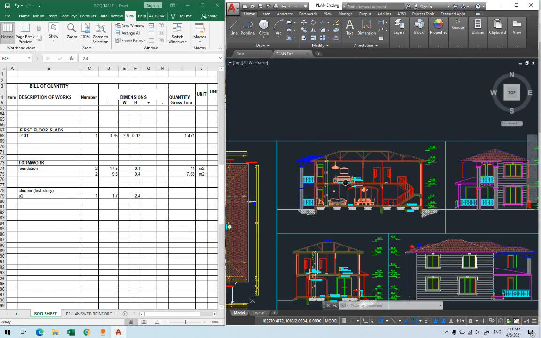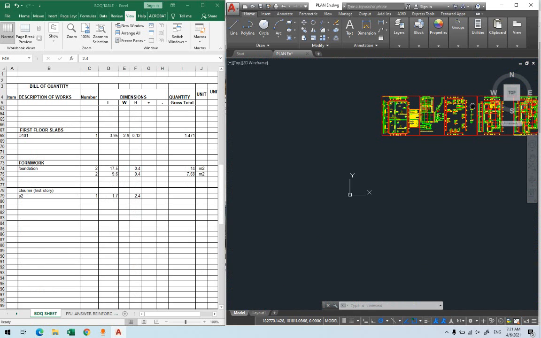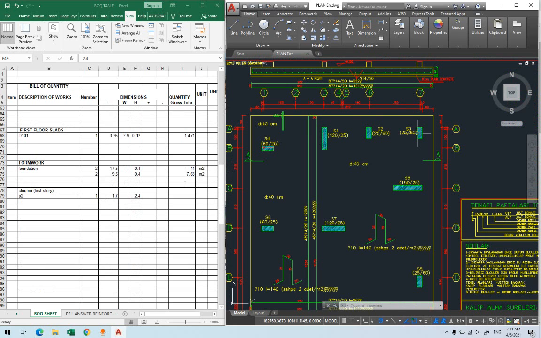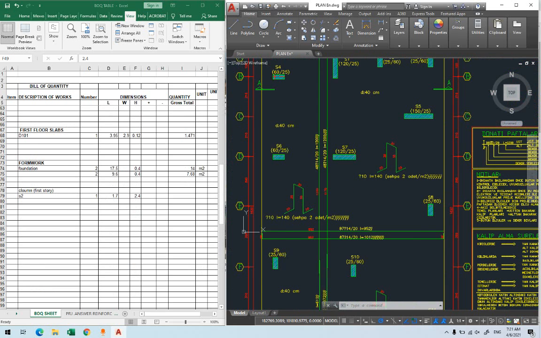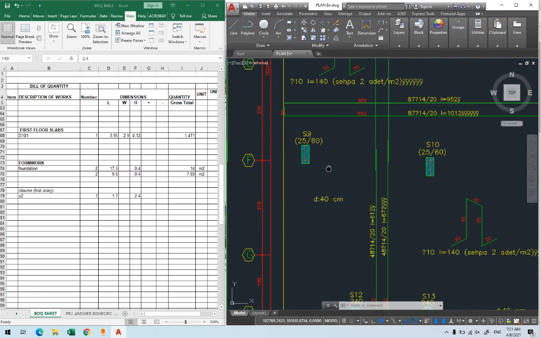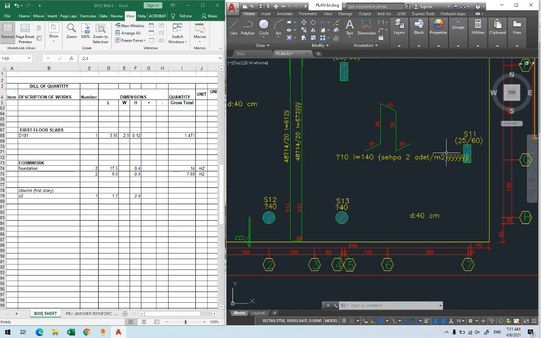Now how many, like S2 I have it? If I have similar columns, let's say I have similar columns here. What? I have S3, S4, S6, S8, all of them are 25 by 60, S10, S9, S11, all of them are 25 by 60. I can multiply them by that much, but we have to know if their heights are all the same. So if their heights are all the same, I can just simply multiply by 8 because I have 8 of this one.